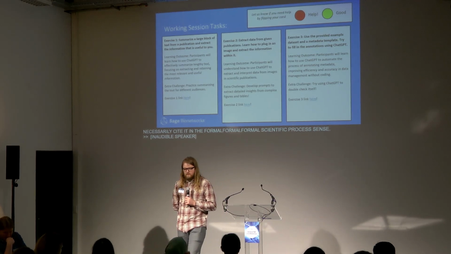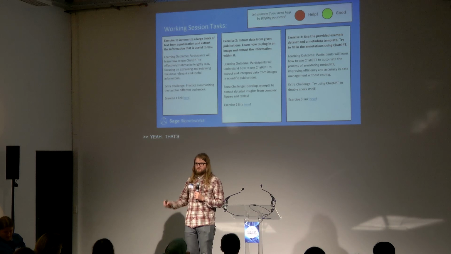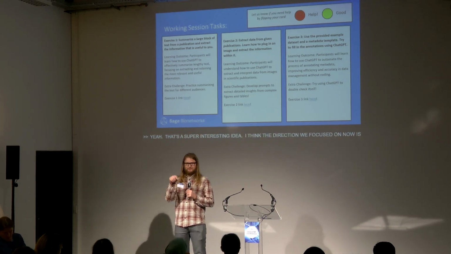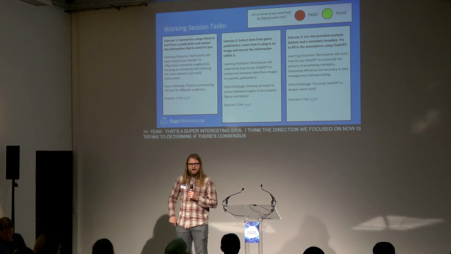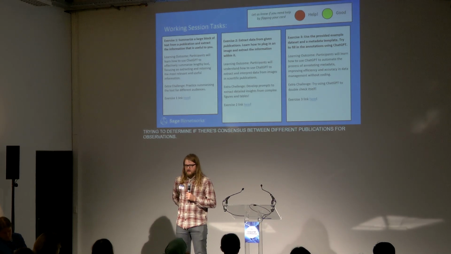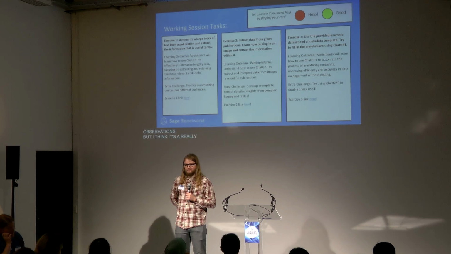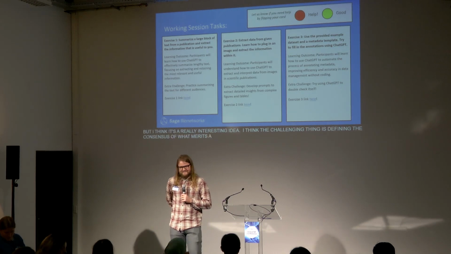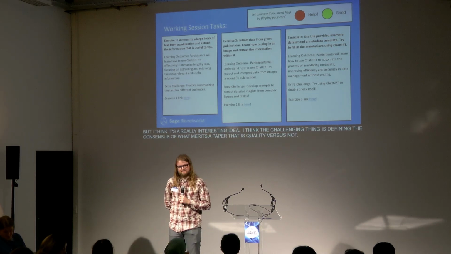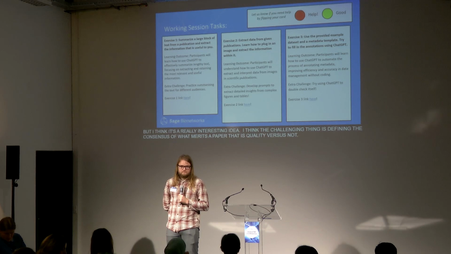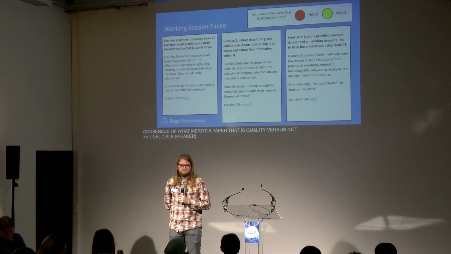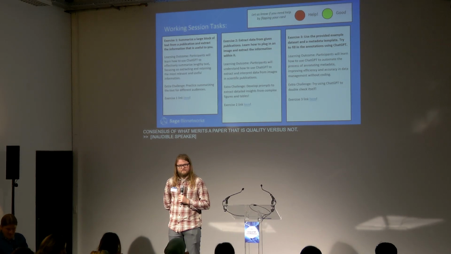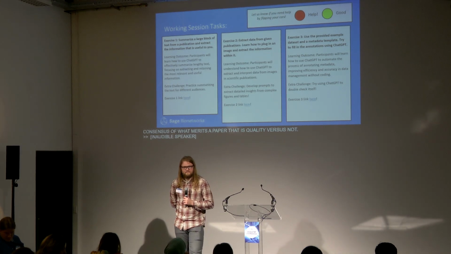Yeah, that's a super interesting idea. I think the direction we focused on now is trying to determine if there's consensus between different publications for observations. But I think it's a really interesting idea. I think the challenging thing is defining the consensus of what merits a paper that is quality versus not. Perhaps at least a couple of papers with a list of terms, a list of issues that should be reported, like the background screen of the model, or the number of samples that were used for statistics, etc. So using those publications, we get a start.